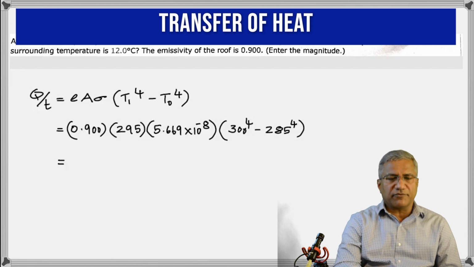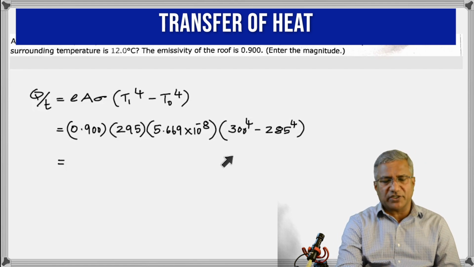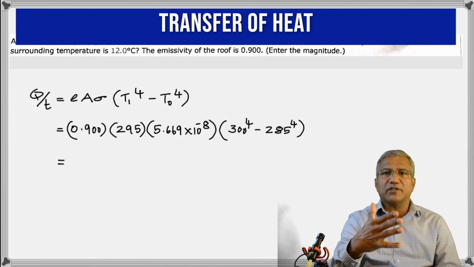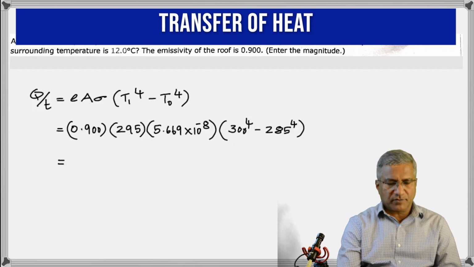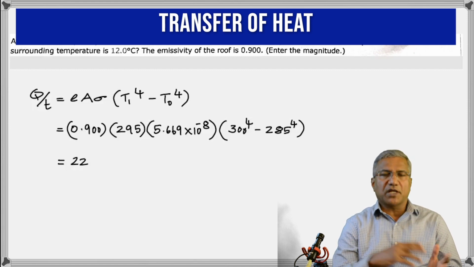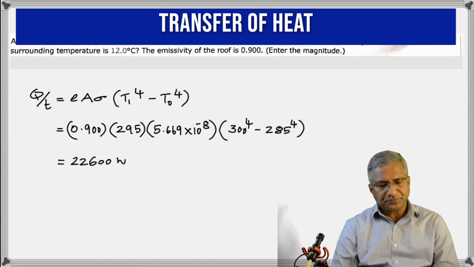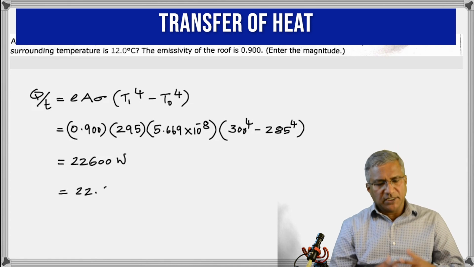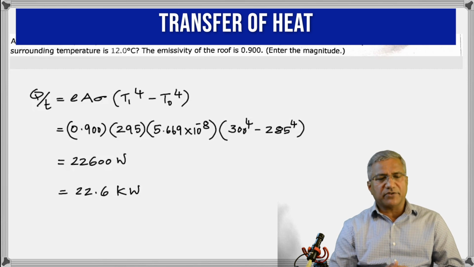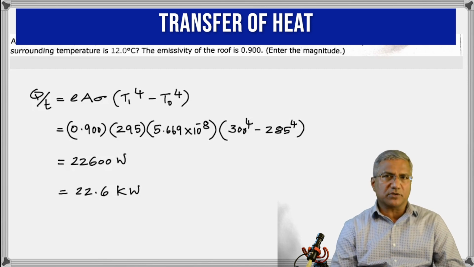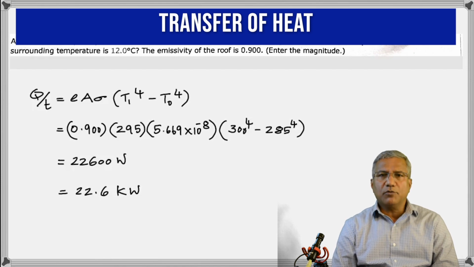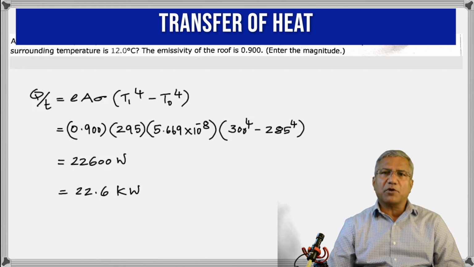Okay, so you got to be careful when you do these calculations. Here it's something raised to 4 minus 285 raised to 4, so you got to be careful. Do that part first and then multiply with the other numbers, and you will get the answer. It's 22,600 watts, but you're required to give it in kilowatts, so divide that by 1,000. That gives you 22.6 kilowatts. That's how you do these problems.